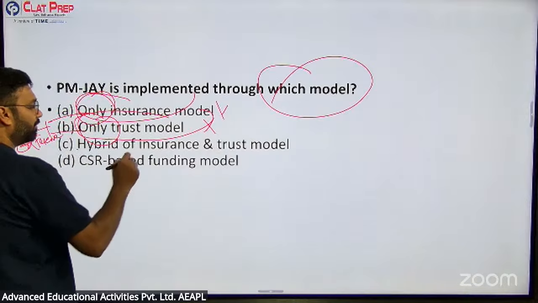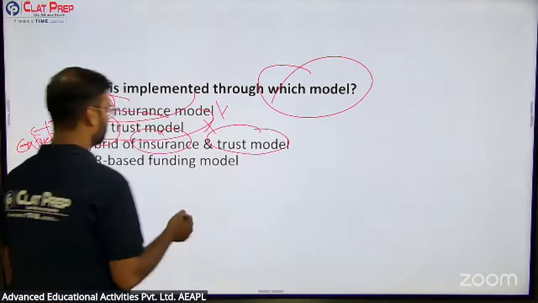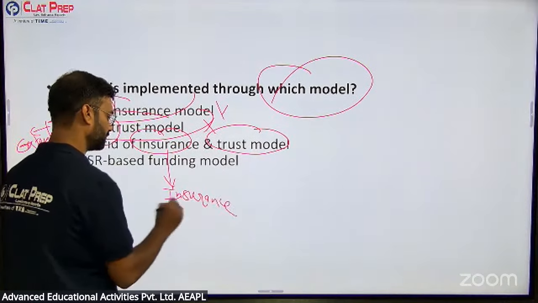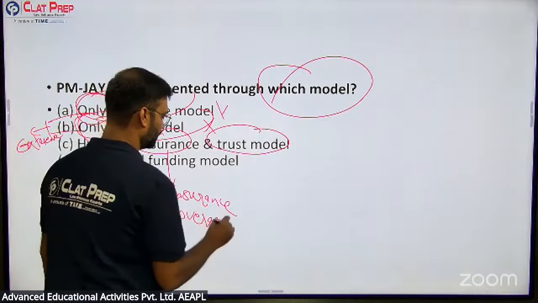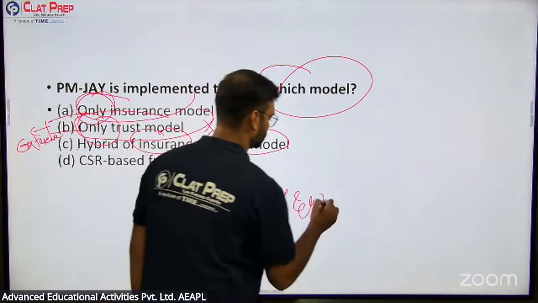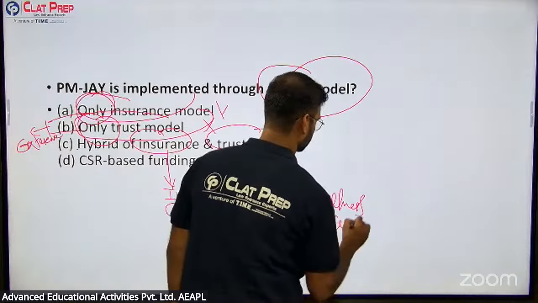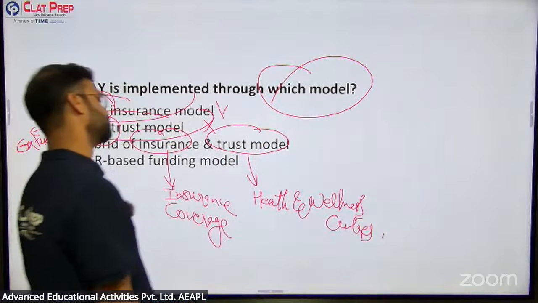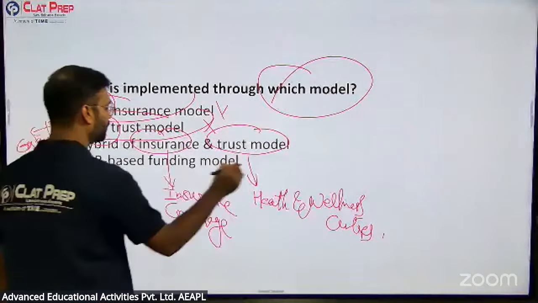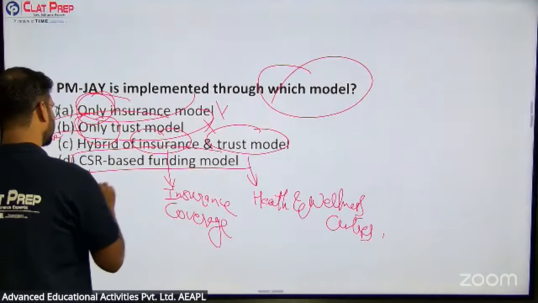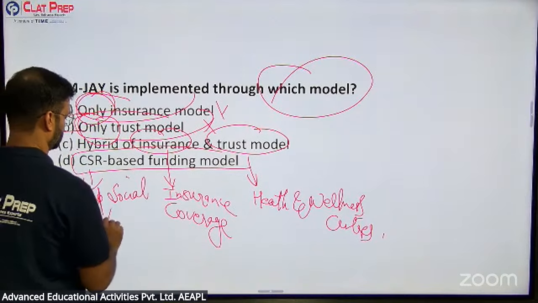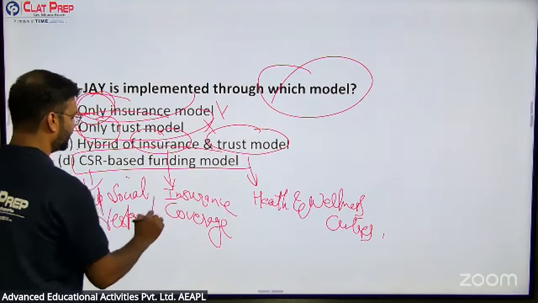Next one is hybrid of insurance and trust model. We recently saw that there is an insurance coverage under the scheme, so yes, this component is there. Along with that, health and wellness centers are also being opened under the scheme. Now, the last option says CSR-based funding model. CSR is corporate social responsibility. See, it is a government scheme.